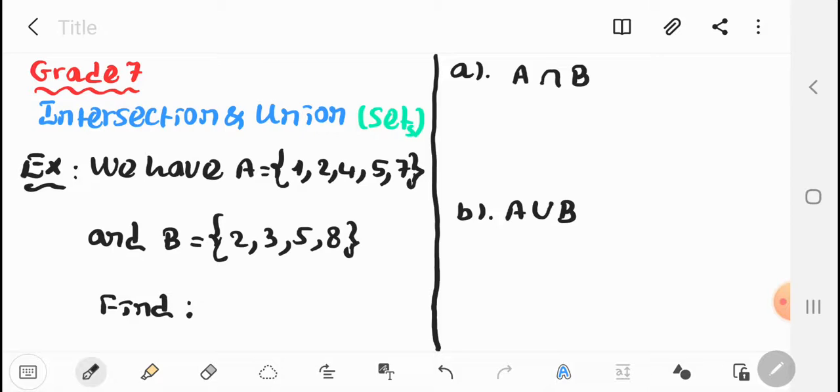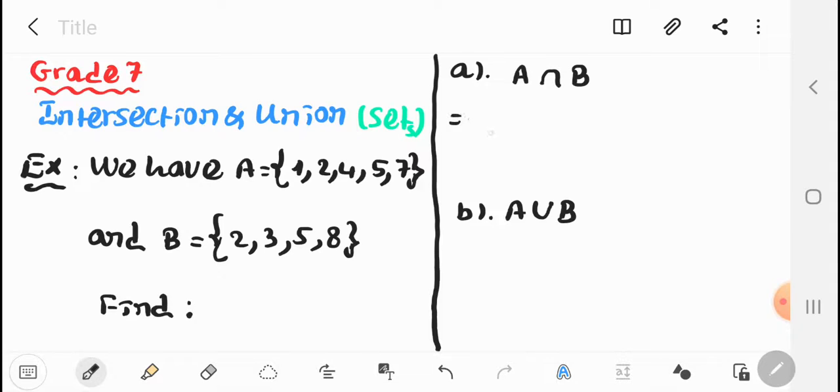We have set A that has elements 1, 2, 4, 5, 7, and set B that has elements 2, 3, 5, and 8. The question is to find A intersection with B. The sign that you see in question A is the intersection sign. So when we talk about the intersection, what is the answer to find the intersection of set A with set B?